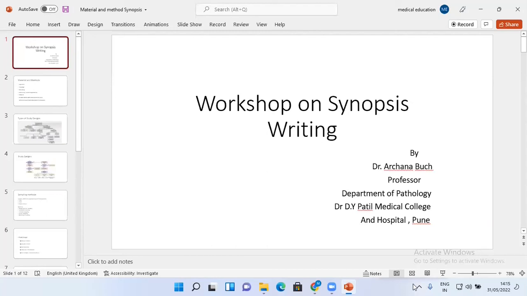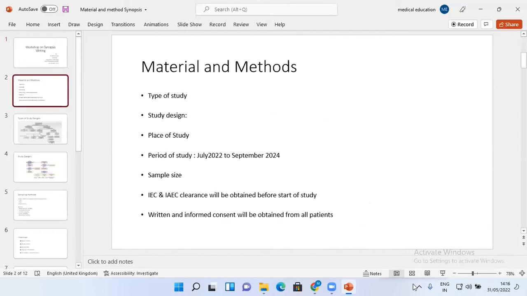So now, yesterday you have learned in this workshop of synopsis writing. Yesterday's class you have learned about how to frame a research question, what you are supposed to write in aims and objectives, and how to do the literature search. Yes. So now in today's session we are going to start with materials and methods. In materials and methods, what points you are supposed to include when you're writing your synopsis.